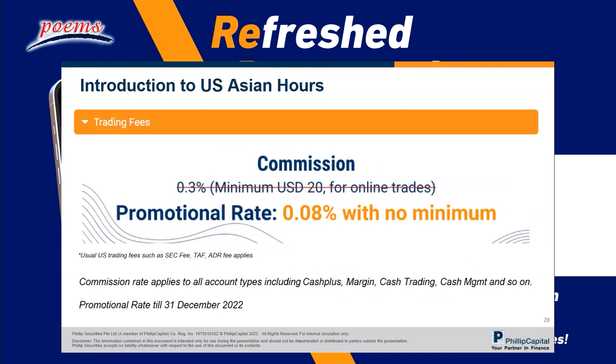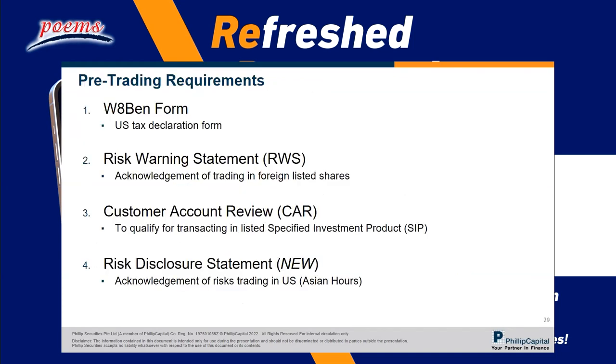Okay, so for the US Asian hour, the trading fee is at a promotional rate of 0.08% with no minimum commission. The commission rate applies to all account types, including cash plus, margin account, cash trading account, cash management account, and so on. The promotion rate will be available until 31st of December 2022, I'm sorry.